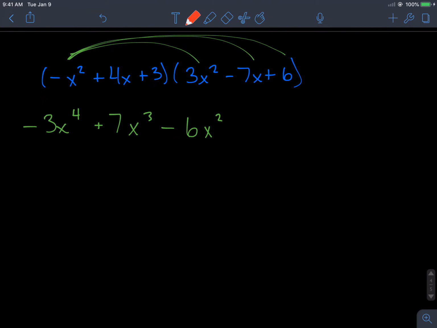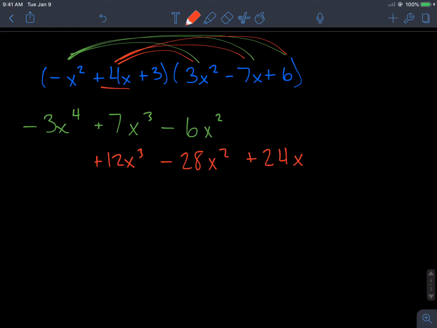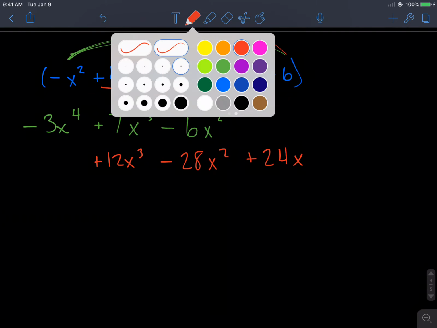I'm going to do the 4x in red. So send 4x to the first. That gives us plus 12x cubed. Send that to the second term, and that gives us a minus 28x squared. Send that to the last, and 4x times 6 is going to be plus 24x, right? And again, see how we have things lined up and arranged, all in good order.